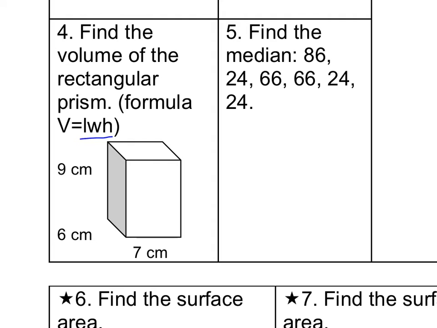And volume being length times width times height really doesn't matter what order you go in, so I'm going to do number 4, which is 9 times 6 times 7. 9 times 6 is 54, times 7 is 378, and then our label is centimeters, those are our units, cubed.